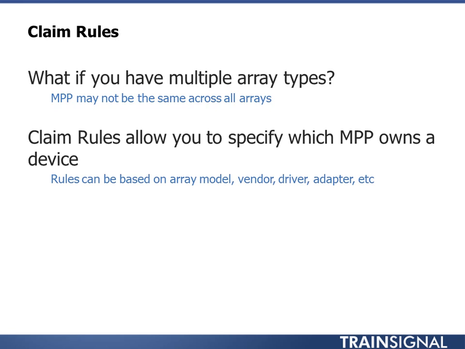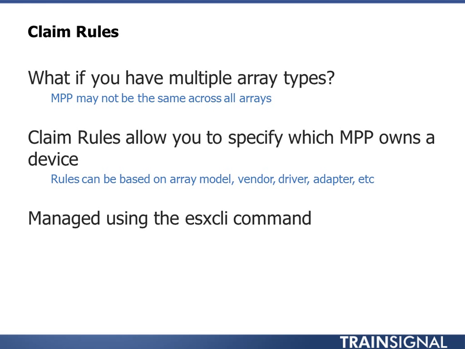Is it used by a third party? Or is it used for something else, like we'll talk about LUN masking here in a minute. They allow you to dictate which thing grabs it and what it's used by. This is managed using the ESXCLI command: esxcli storage core claimrule. I think it's claimrule. We'll see it in the lab.